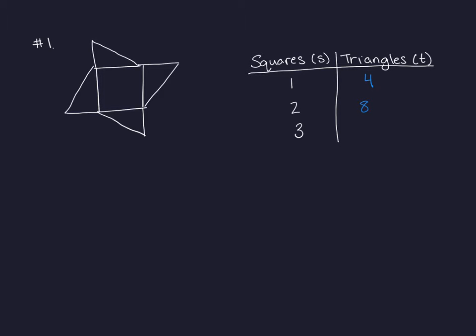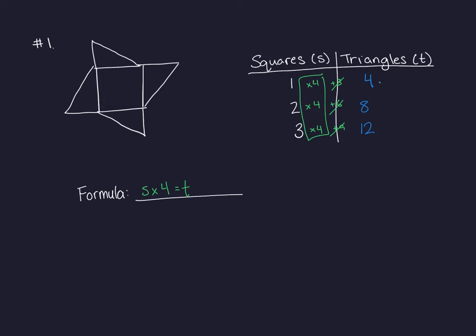If I had 3 squares, that means I would have triple. So I'd have 4, 8, 12. So I would have 12 triangles. Now, at the beginning of our unit, we probably would have looked and gone, okay, how do I get from 1 to 4? Well, I could multiply 4 or I could add 3. I could multiply 4 or I could add 6. I could multiply 4 or I could add 9. These aren't the same, so I'm going to multiply 4. So the number of squares times 4 equals the number of triangles.